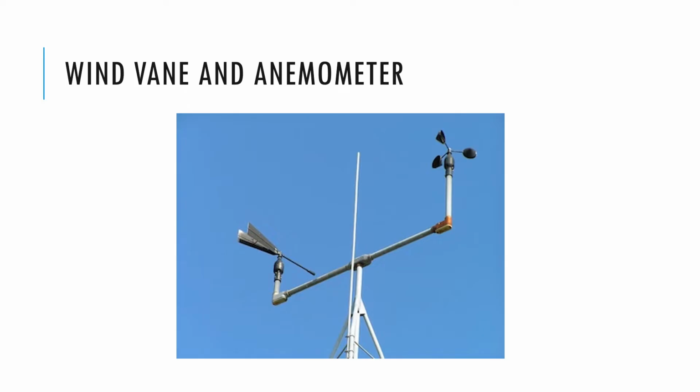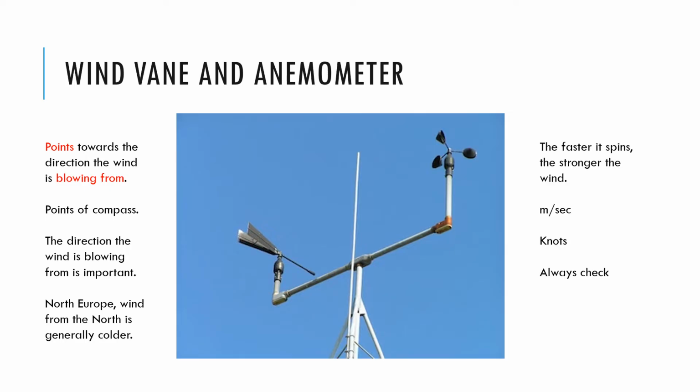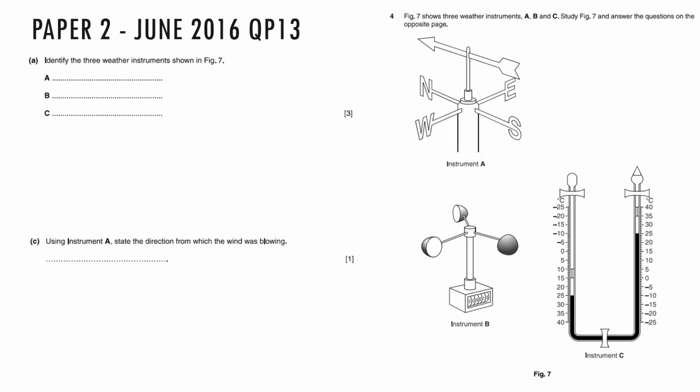So, the wind vane and anemometer. The wind vane points towards the direction the wind is blowing from. Most important, it uses points of a compass. The direction the wind is blowing from is really important. For example, in North Europe, wind from the north is generally colder. With the anemometer, the faster it spins, obviously, the stronger the winds, and you must check the units. It could be in meters per second, kilometers per second, or knots. So do check.